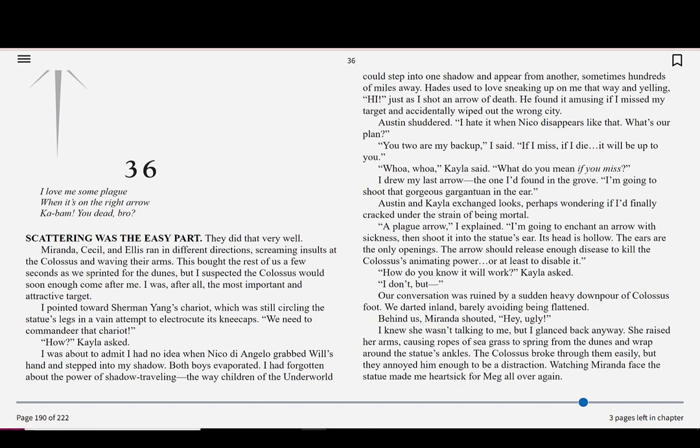Okay, next chapter. Chapter 36. I love me some plague, when it's on the right arrow. Kabam! You dead, bro?